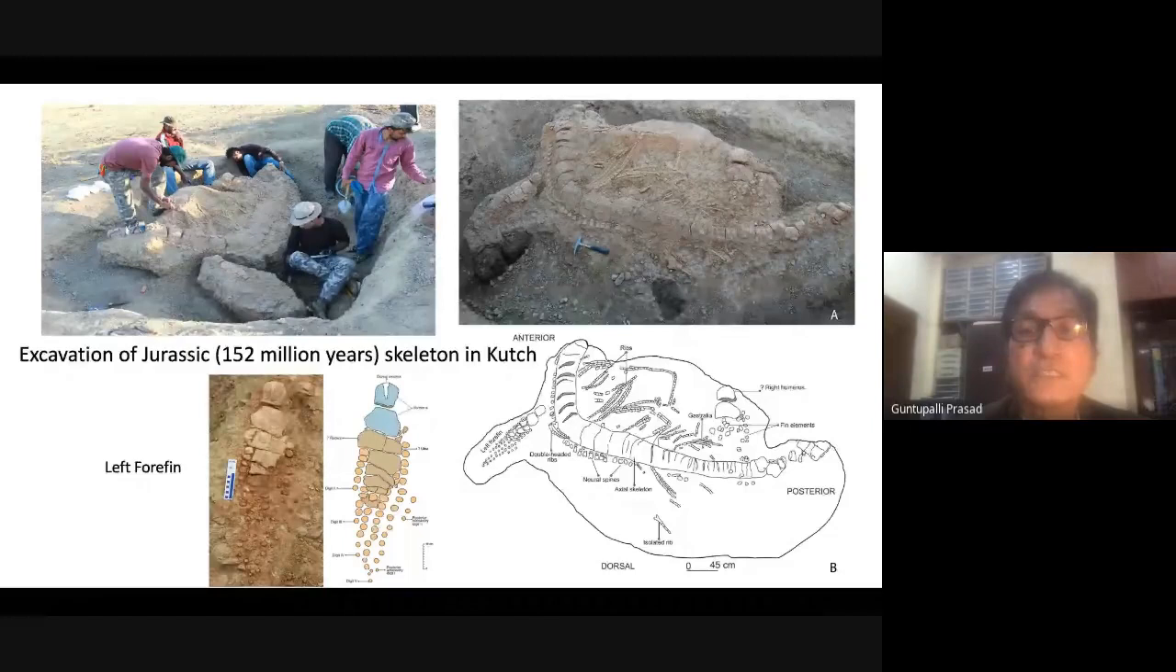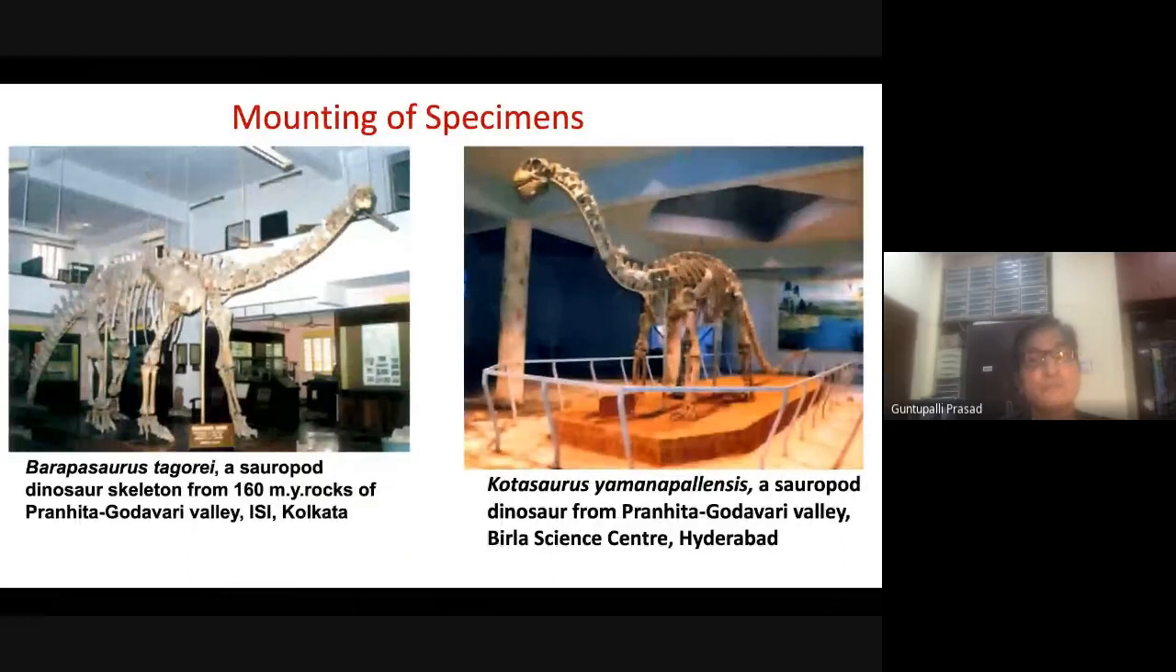And then once you excavate the skeleton, the next step is to mount the specimens. Mounting the specimens may take a very long time, sometimes a year or so, because it has to be protected by various rods, and it has to be supported from the ceiling also, because they are heavy bones. So they had to be made standing by putting many of these supports. So this is a skeleton of the Jurassic dinosaur from India.